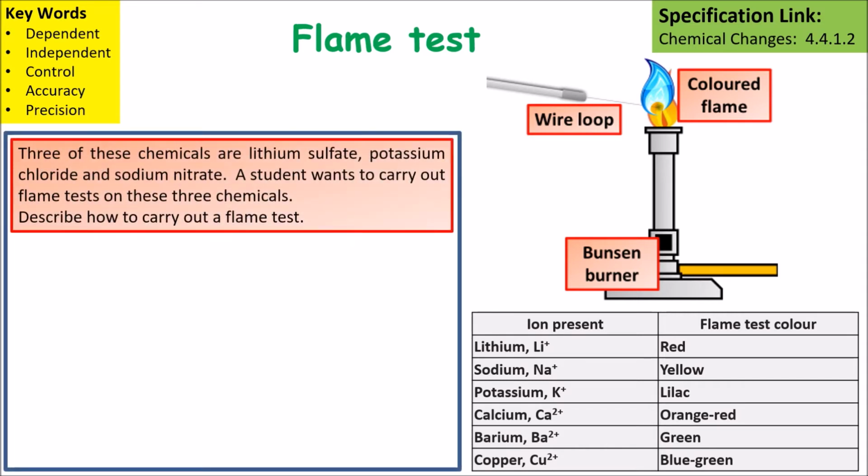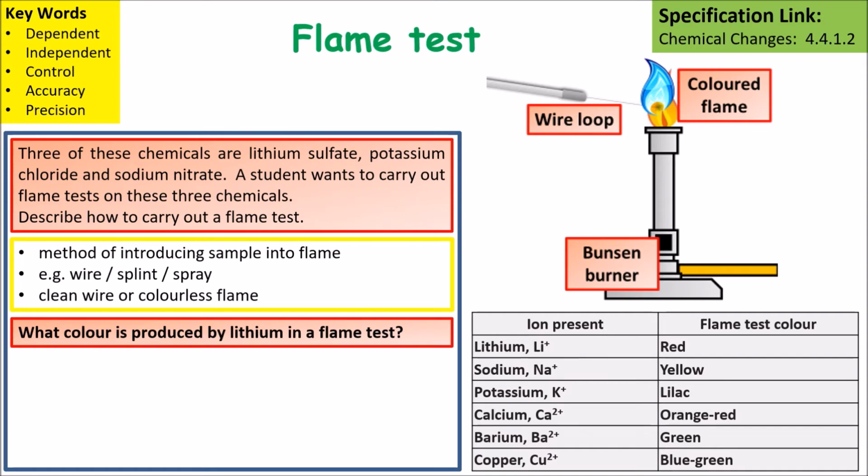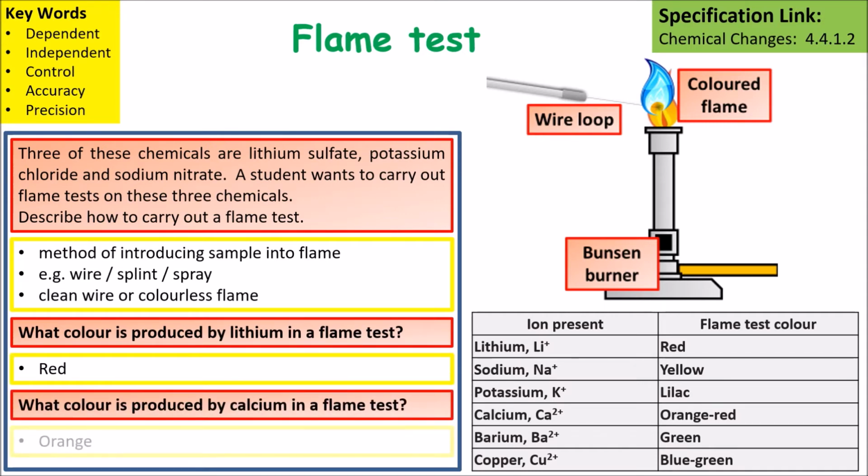Three of these chemicals are lithium sulfate, potassium chloride, and sodium nitrate. A student wants to carry out a flame test to identify these. Describe how they would do it. You would get a sample on the end of a wire loop, then put it into a roaring flame and see what colour was produced. What colour is produced for a lithium flame? That would be red. What colour is produced by a calcium flame? That would be orange.